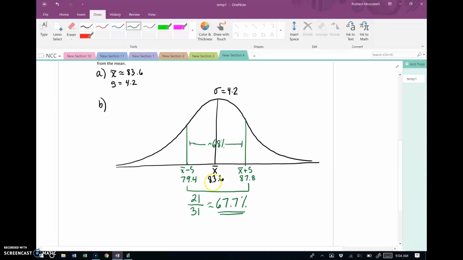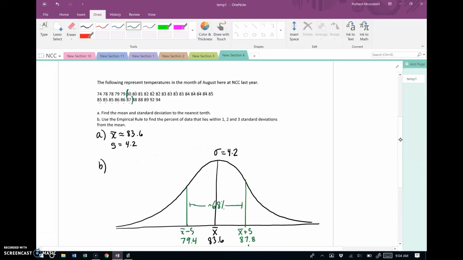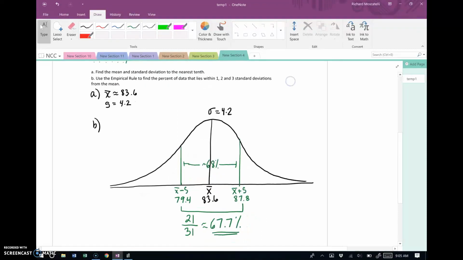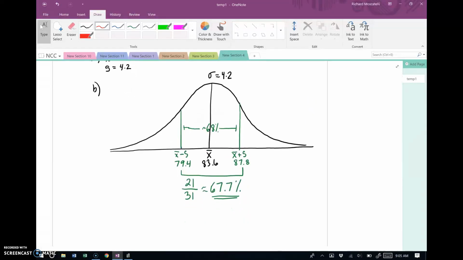So what did I do there? I took the mean, 83.6, added and subtracted the standard deviation, and got those values. Then I looked at the data and physically counted how many data values fell within those boundaries. I noticed it was 21 data values out of the total of 31. I converted that to a percent, and there you have it, 67.7. That one's right on the money. So let's see what happens with the second standard deviation. The empirical rule does this 3 times.